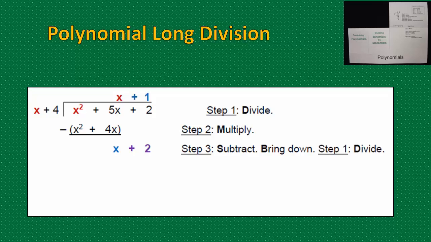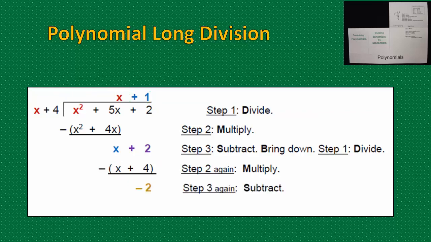Next, we go back to the beginning and do step 1 again, which is to divide. So we have x plus 2 divided by x plus 4. But we really look at just the x divided by just the x. X divided by x is 1. Step 2 again is to multiply. 1 times x plus 4 is x plus 4.